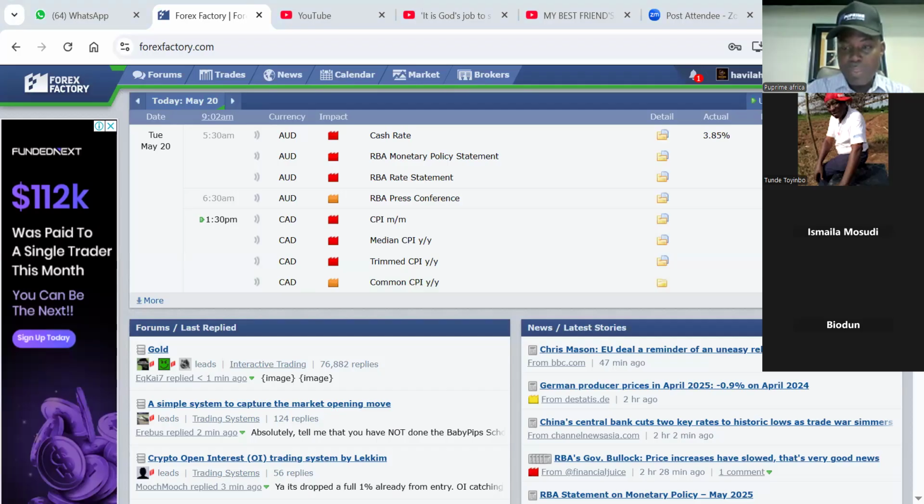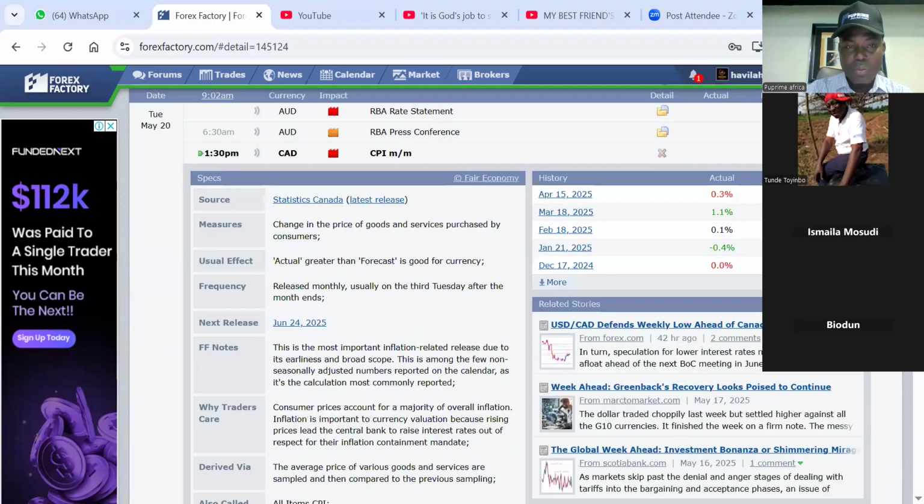So we have four events we're expecting to be released from Canada this afternoon: CPI monthly, median CPI yearly, trim CPI yearly, and the common CPI yearly. Let's just take a brief look at what this, at least the first one, is all about.